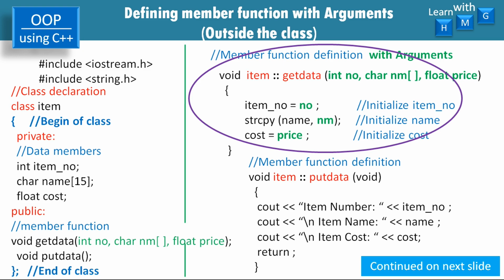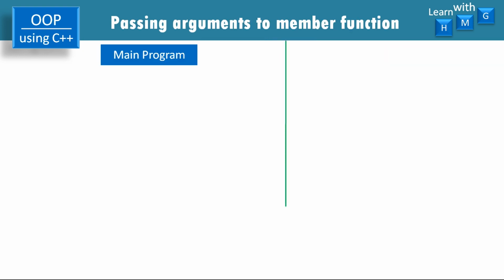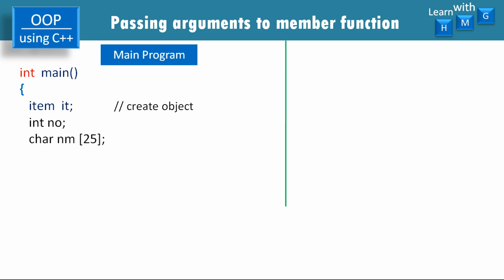So let us write the main program, that is the main function, int main. Now if you are using a member function with arguments, then you have to declare those arguments in the main program also. So first of all you have to create the object. So I will create the object it of the class item, then I will declare the first argument no, second argument nm and third argument price. So no is integer type, nm is a character type array having size 25, and price is float type.